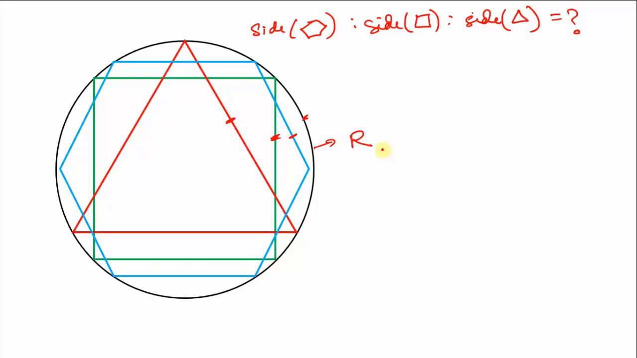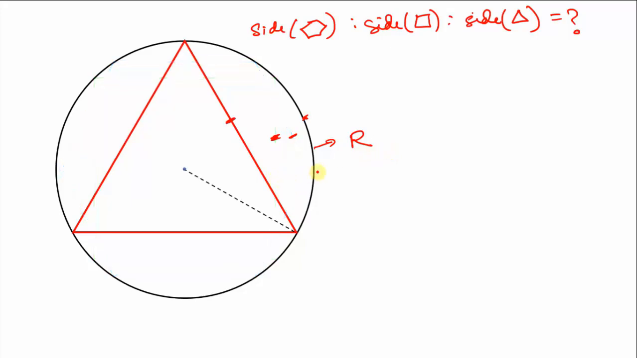Okay, let's deal with this triangle first. The radius of this circle is r. And a recap of the previous video: when the side of a triangle was a, the circumradius came out to be a upon root 3. So if the radius is given as r, the side of this triangle, a, will be r root 3. The side of the triangle is r root 3, where r is the radius of this circumcircle.